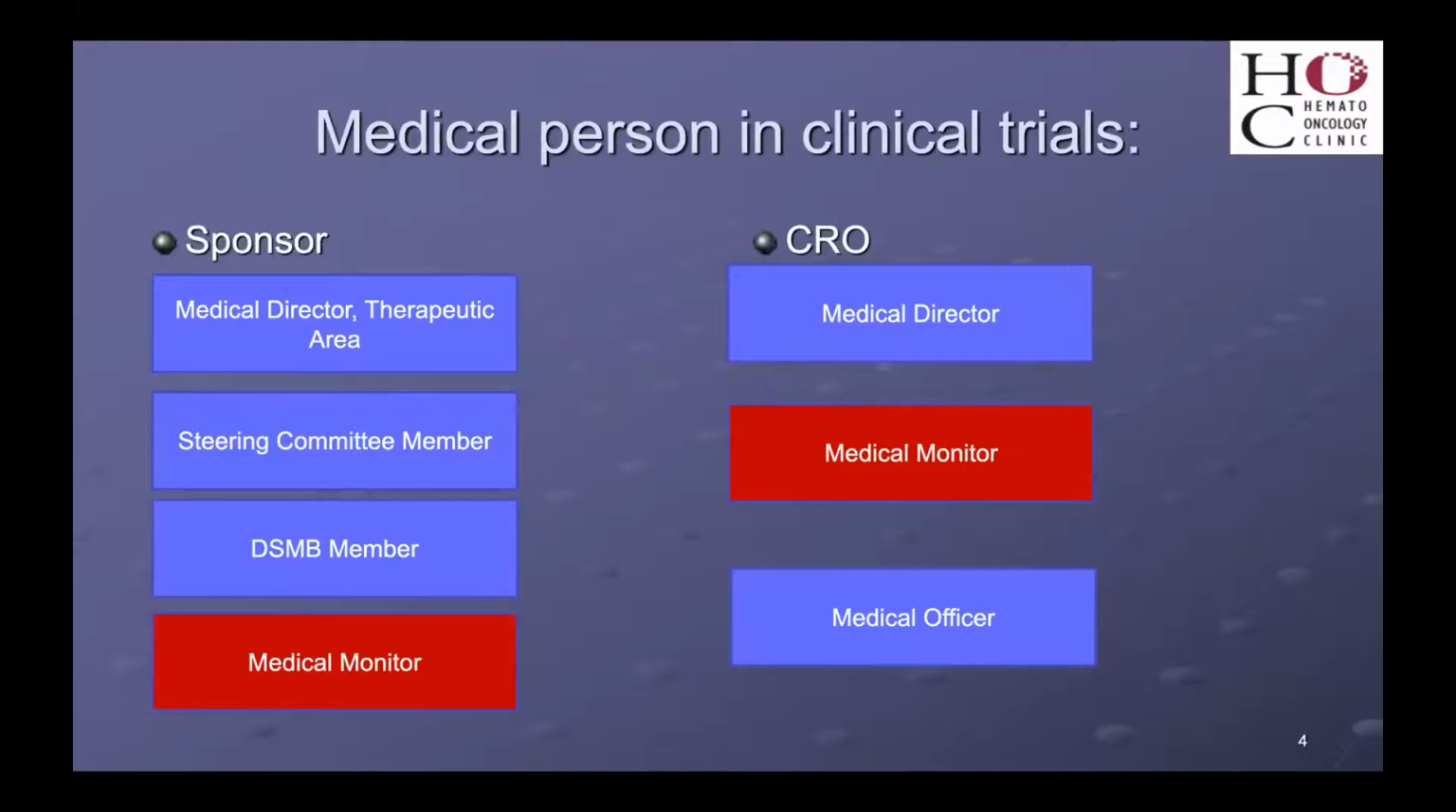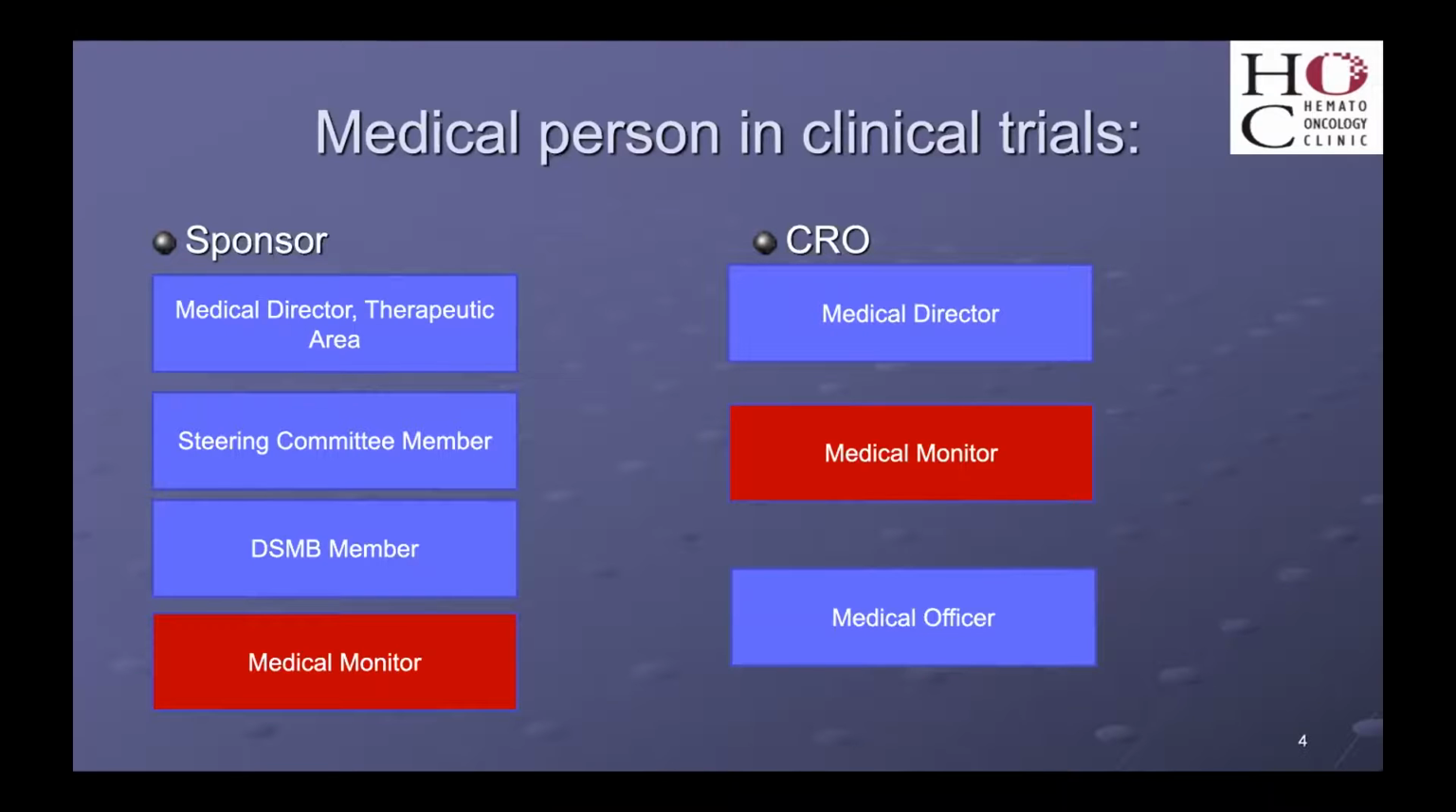And what would a medical person do in the conduct of clinical trials? The medical person can be working on the sponsor side or on the CRO side. On the sponsor side, one can be a medical director who is the expert in that particular therapeutic area, hopefully. Then if the sponsor does not have the medical expertise in that particular therapeutic area, they will invite a few steering committee members who are the known experts in that area. For example, if it is a breast cancer study, some of the international breast cancer specialists are involved as the steering committee members. That is being done by the sponsor.